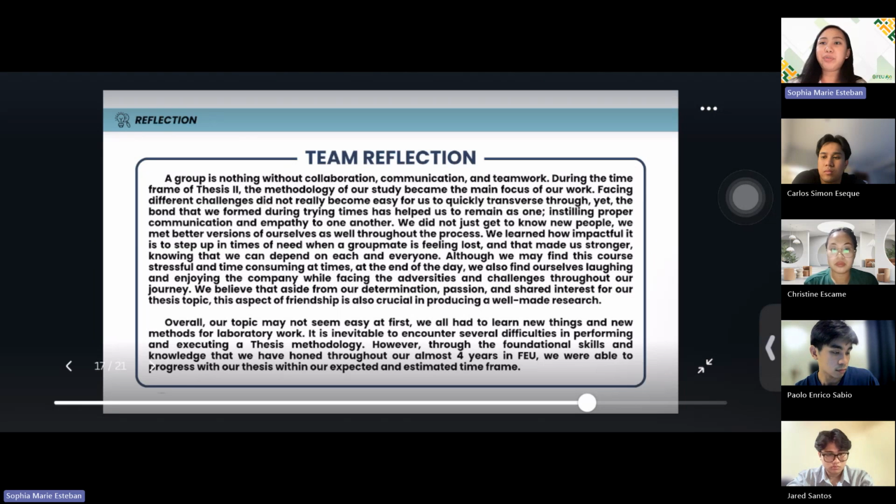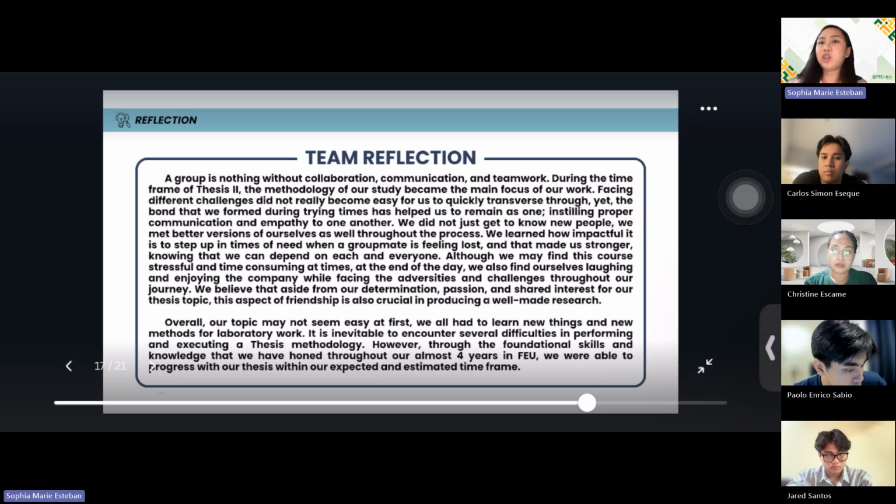Yet, the bond that we formed during trying times has helped us to remain as one, instilling proper communication and empathy to one another. We did not just get to know new people, we met better versions of ourselves as well throughout the process. We learned how impactful it is to step up in times of need when a group mate is feeling lost, and that made us stronger, knowing that we can depend on each and every one.